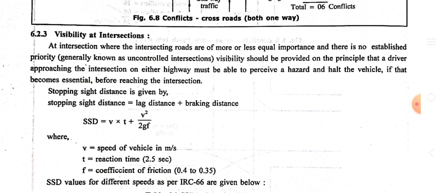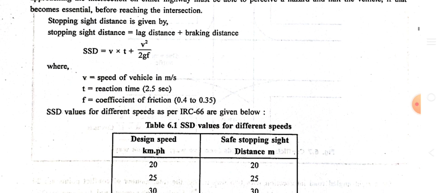So here, stopping sight distance. Stopping sight distance is lag distance plus braking distance. Lag distance is v into t, where v is the vehicle speed in meters per second and t is the reaction time. Generally we take a reaction time of 2.5 seconds, and braking distance is v squared divided by 2gf. Here f is the coefficient of friction. We take the coefficient between 0.4 to 0.35, and v is the vehicle speed.